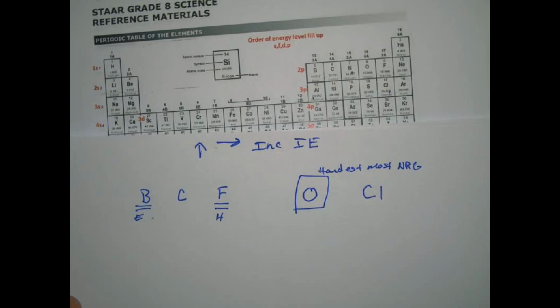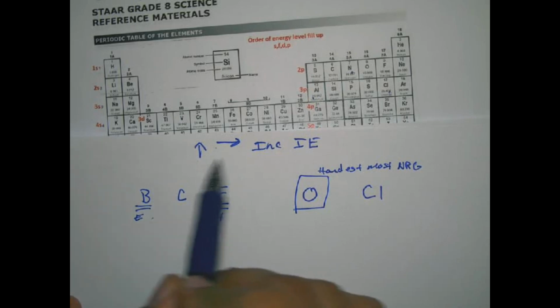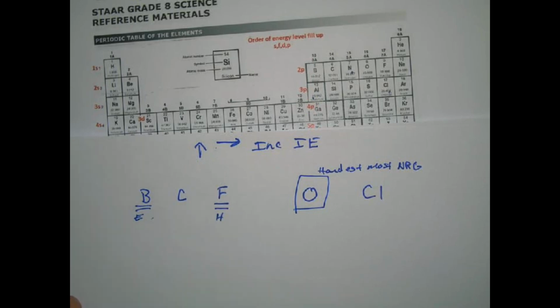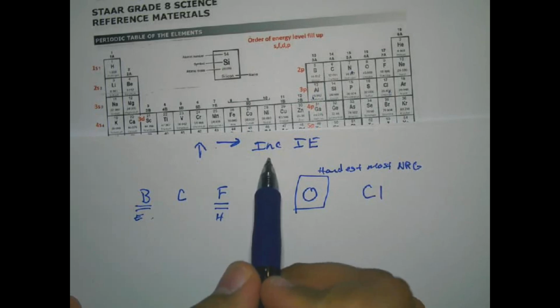Okay? So guys, all you have to do is follow these trends, and you should be able to predict what elements do what based off their trends. But remember, all my trends are for increasing, so if they talk about decreasing, just reverse these arrows.